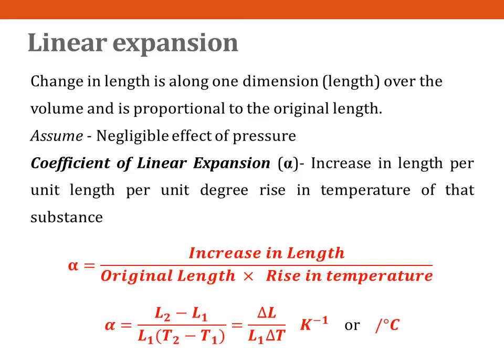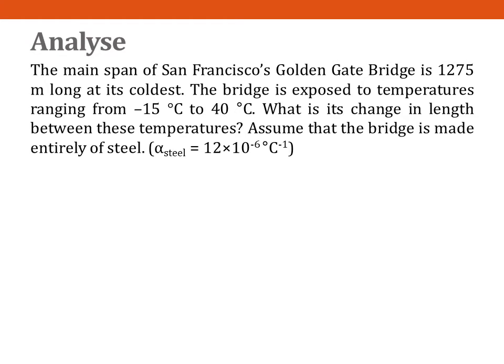Let us analyze linear expansion by means of a realistic problem. The main span of San Francisco's Golden Gate Bridge is 1,275 meters long at its coldest. The bridge is exposed to temperatures ranging from minus 15 degrees Celsius to 40 degrees Celsius. What is its change in length between these temperatures? Assume that the bridge is made entirely of steel. The linear expansion coefficient of steel is 12 times 10 to the power minus 6 per degree Celsius.